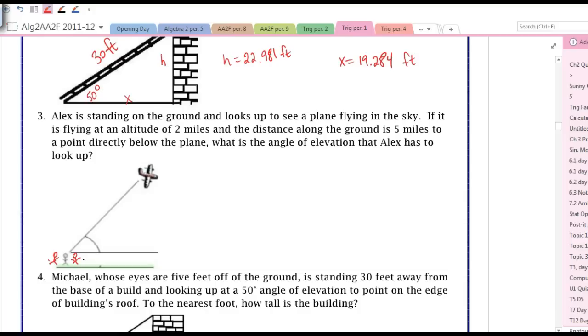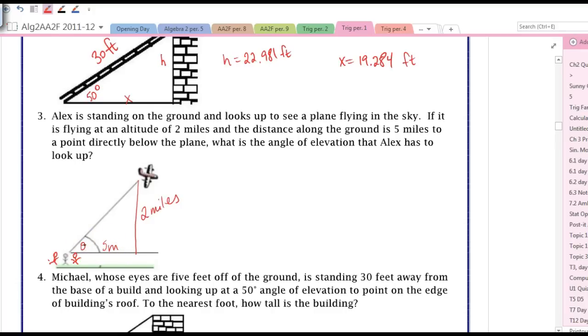Alright, so they're standing on the ground. They look up. They see the plane flying in the sky. If the plane is flying at an altitude of 2 miles and the distance along the ground is 5 to a point directly below the plane, what's the angle of elevation that they have to look up at? So it's flying at an altitude of 2 miles. Altitude is going to be a vertical distance. And the distance along the ground is 5. And the question is, how much is this guy here?